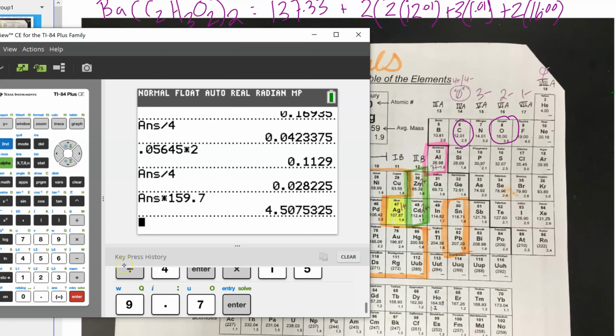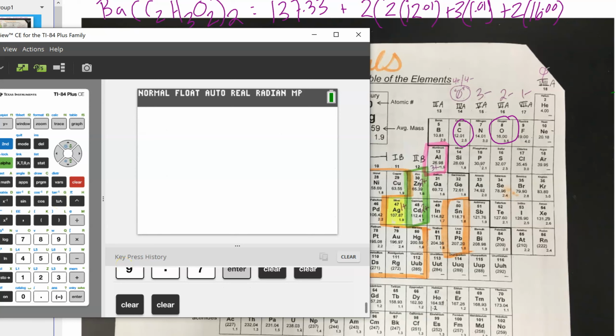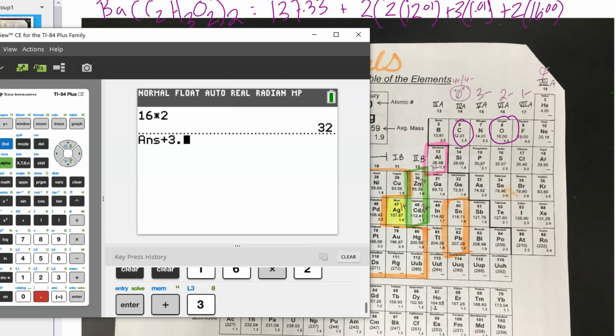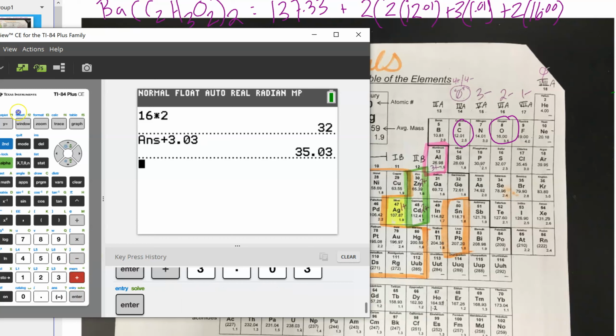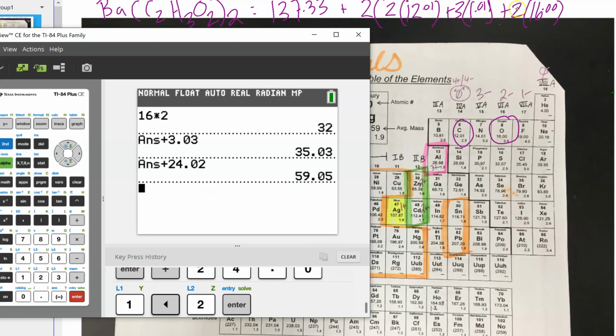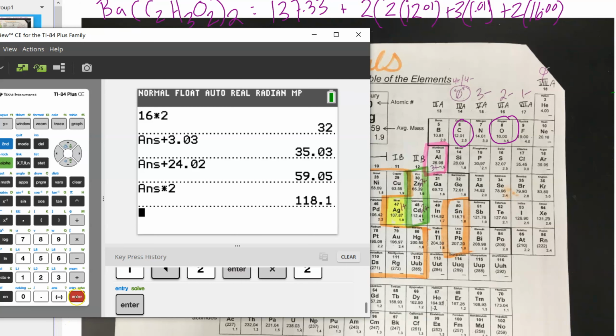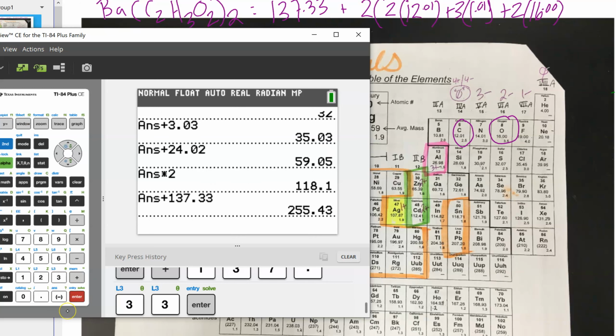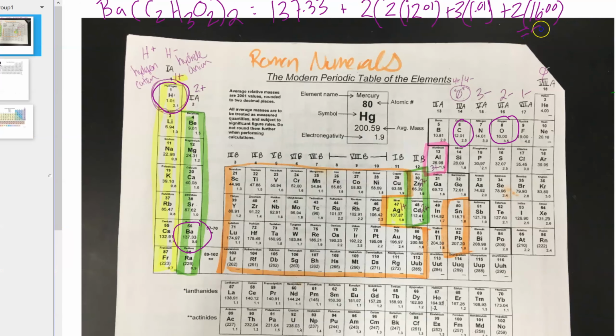We have the technology. So let's clear everything out here. Okay, so we need to take 16 times 2 plus 3.03, that's my hydrogen number, plus 2 times carbon, 24.02. So that's the mass of just the acetate, but there's 2 of them, times 2, plus we need to add the mass of barium, which is 137.33. So the molar mass of barium acetate is 255.43 grams per mole.